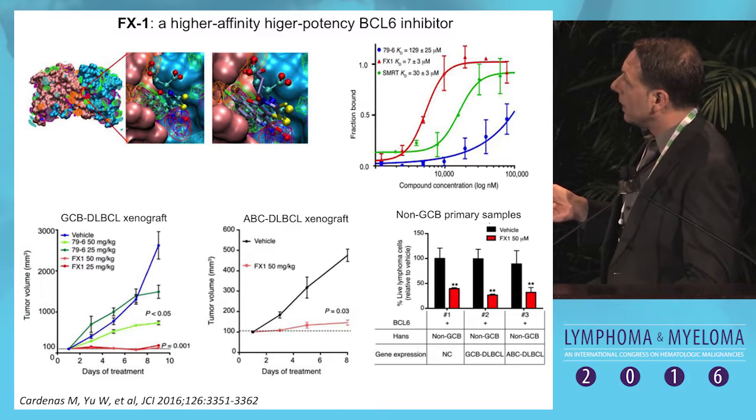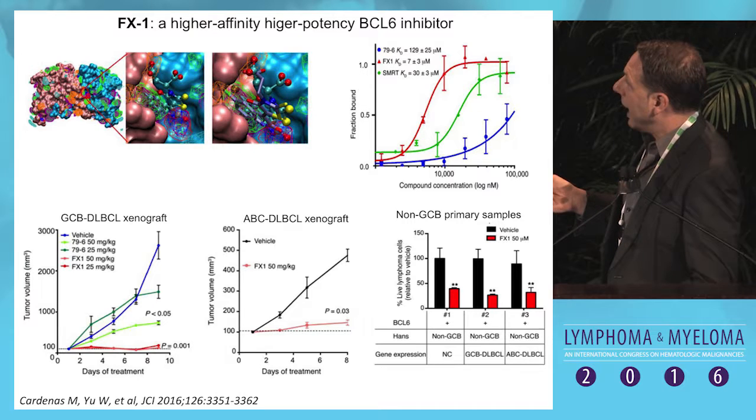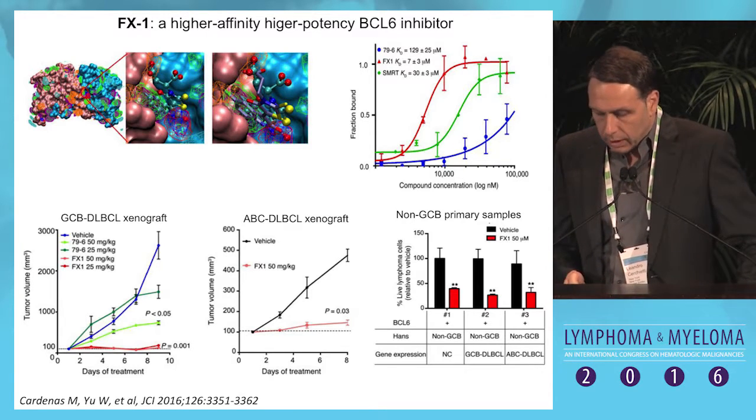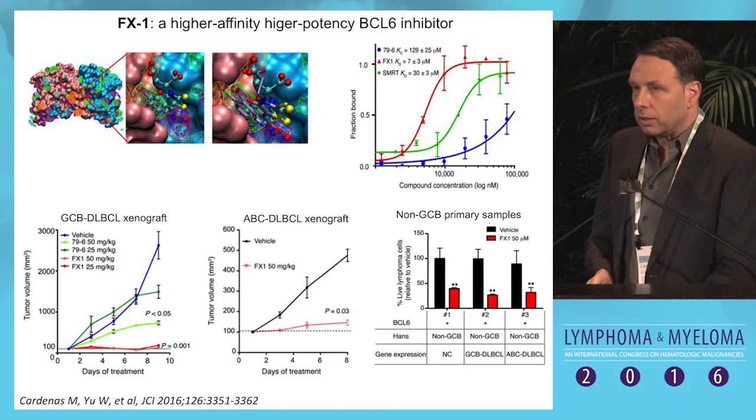This is a GCB DLBCL xenograft and a head-to-head comparison with our previous version of the drug and the new version, showing improved potency. Because of this, it's also active in ABC DLBCL xenografts and in primary patient samples from ABC tumors. So BCL6 remains a very interesting target.